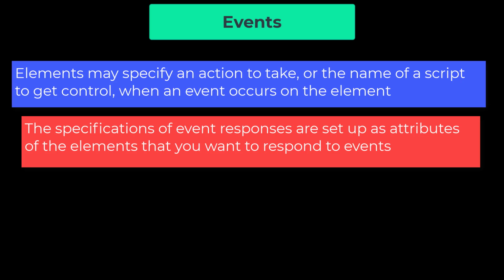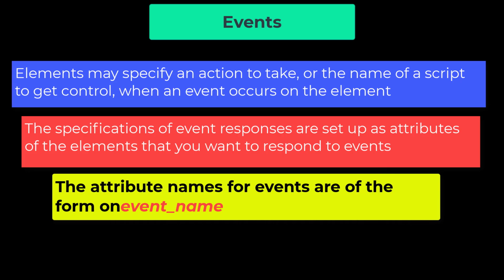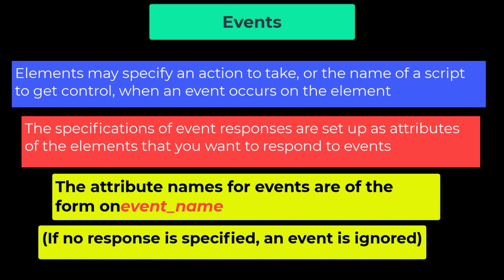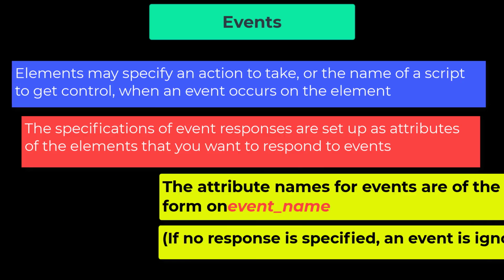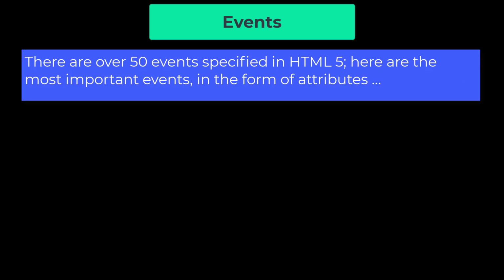The specifications of event responses are set up as attributes of the elements that you want to respond to events. The attribute names for events are of the form on, name of the event. If no response is specified, an event is ignored. There are over 50 events specified in HTML5. Here are the most important events in the form of attributes.